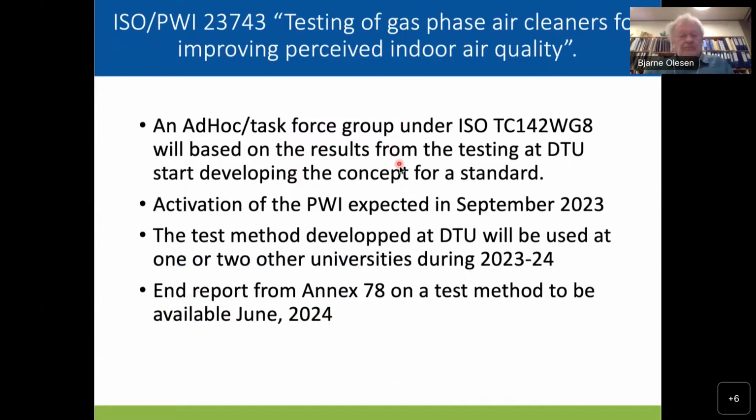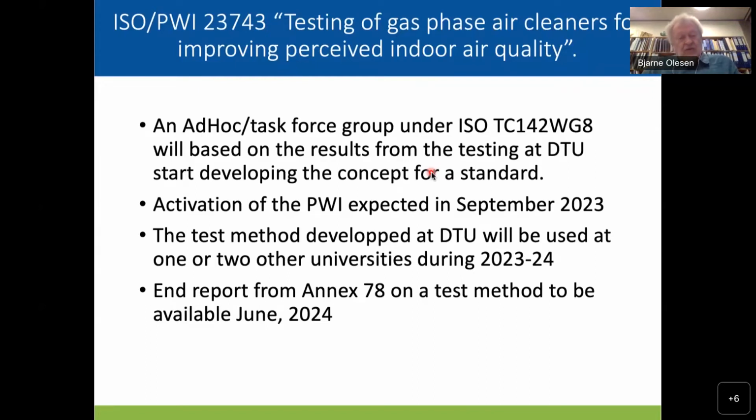Now, we have a small ad hoc group in ISO TC 142, Working Group 8, who are looking at the results from DTU and should start developing the concept for the standard, how we do the setup now with the air cleaners. It's a preliminary work item. We hope to be activating it in September next year.